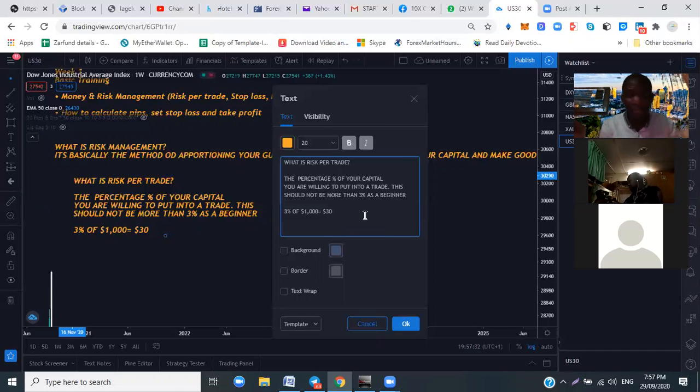You can take your money and make 100% today. If you lose the money at the end of the day, you are in a loss because you lost your capital. You made 100%. Now you lost everything. So it doesn't make sense. So protecting your capital is very important.